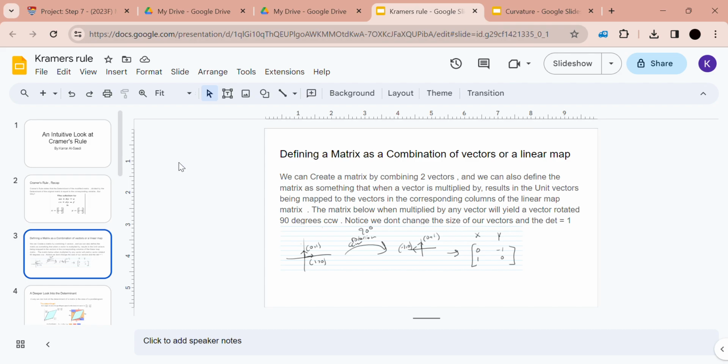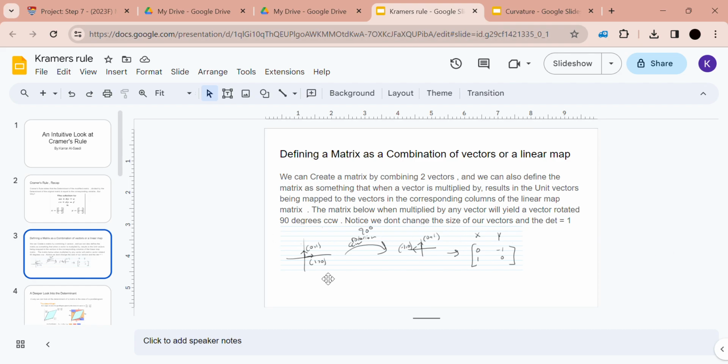So a really important thing to really understand this derivation is defining matrices as a combination of vectors or a linear map, right? What does that really mean? When we say we want to define a matrix as a linear map, we're saying the x and y columns show you where i hat and j hat respectively get mapped to after you multiply by the matrix. A little confusing, but let's explain what that means. We actually have an example over here.